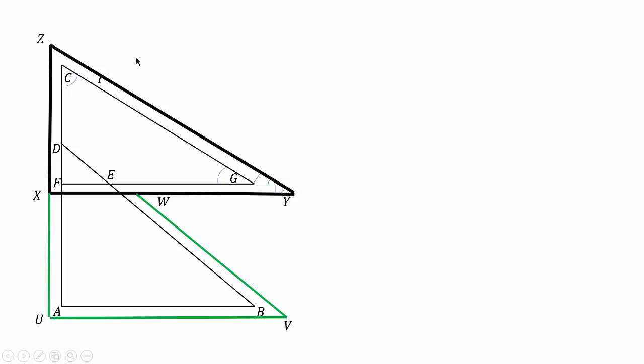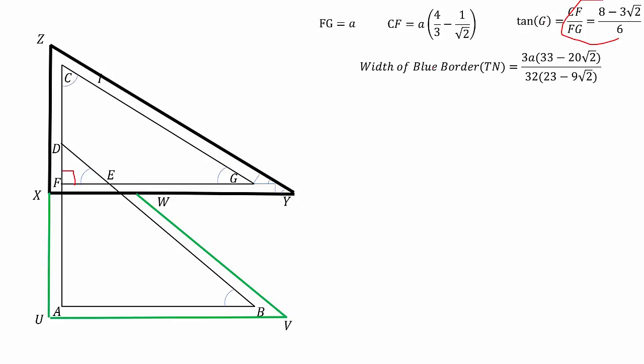So from the previous video, we take FC equals a, the length of the base of this flag, and then CF is equal to this value. Then we can see from this right angle triangle that the value of tan angle z is equal to perpendicular by base, which is this value. Then the width of the blue border is this length, given by this value, which we have already calculated.